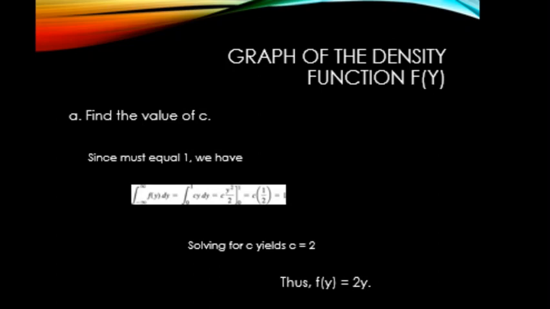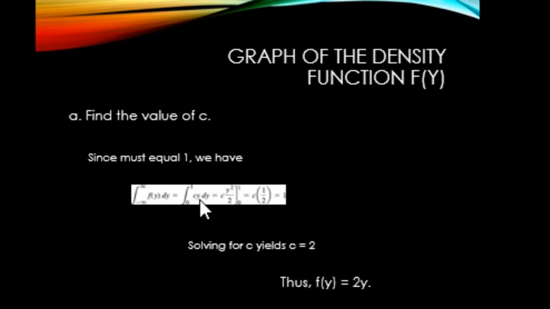So the first part is we need to figure out the value of c. How can we find that out? We know that this is a probability distribution, so the total area under this curve should be 1. That means if we integrate this function f of y with respect to dy, with limits negative infinity and infinity, this value should be 1. In this case, the function is nonzero only between 0 and 1, and it's 0 otherwise, so we can change the limits to 0 and 1.